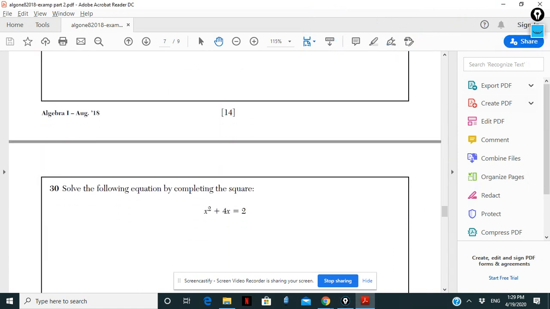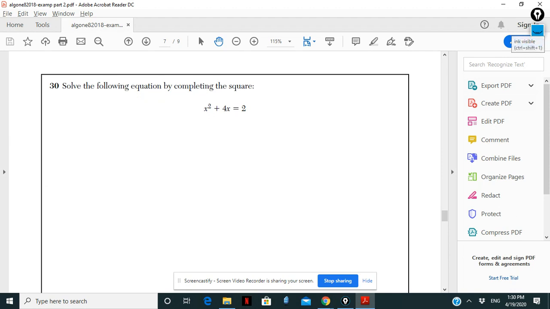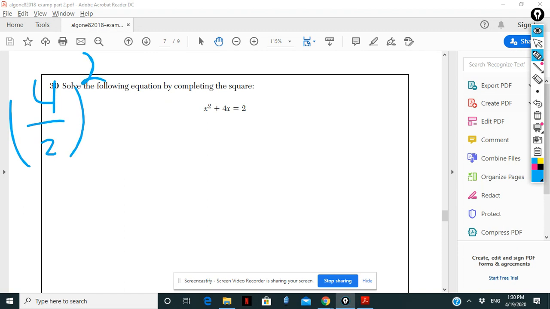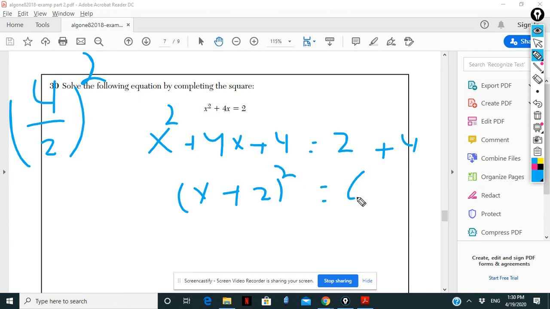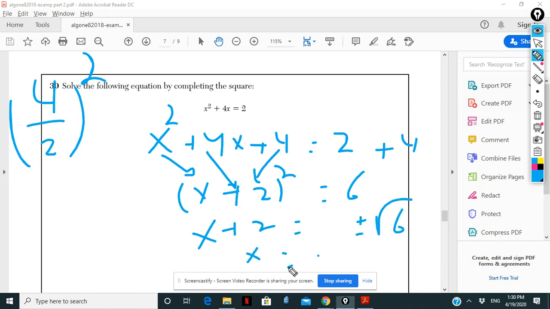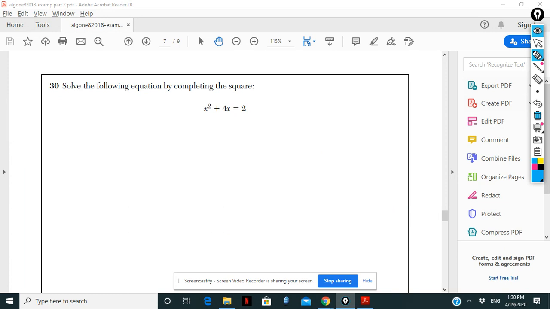Question number 30. Solve by completing the square. So the b value is 4 divided by 2 squared, so I need to add 4. So it's x squared plus 4x plus 4 equal to 2 plus 4. So that's (x plus 2) all squared equal to 6. What I did is take the square root of both sides, and I make a polynomial. So x plus 2 equal to plus or minus square root of 6. So x equals -2 plus or minus square root of 6. And you can use a calculator to find the value if you want.